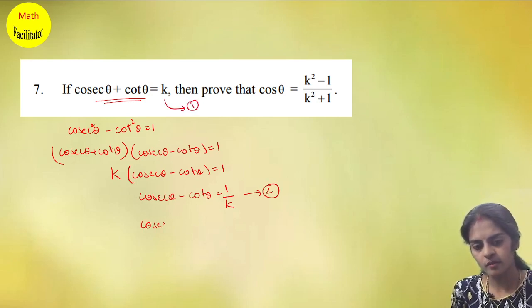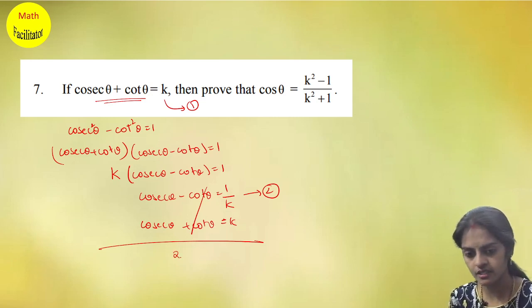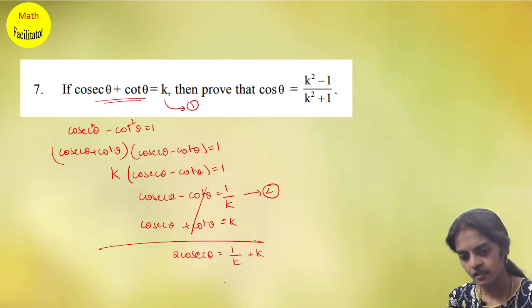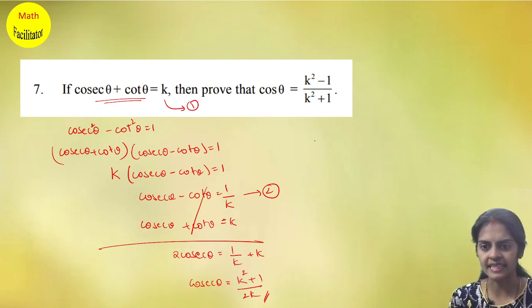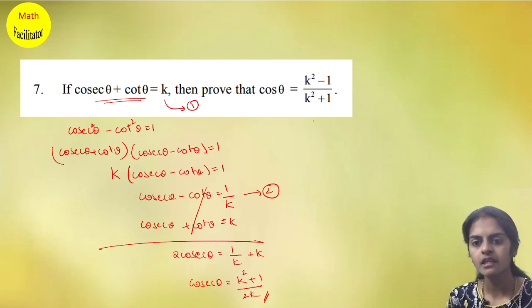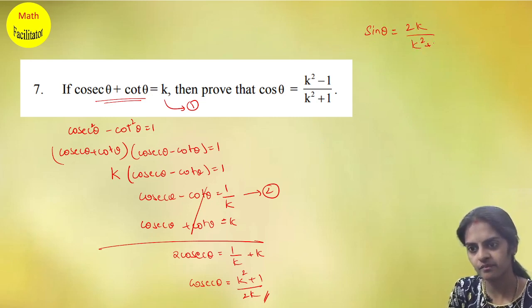So solving both the equations, just add equation 1 and 2. So these two get cancelled: cot theta plus cot theta minus cot theta. So you have 2 cosecant theta is 1 by k plus k. Or you can write cosecant theta is nothing but, if you take LCM, k square plus 1 by 2k. This 2 also I took to the other side, directly in one step I have done. So I got this value. Now I can find sine theta. Sine theta is nothing but the reciprocal of it.